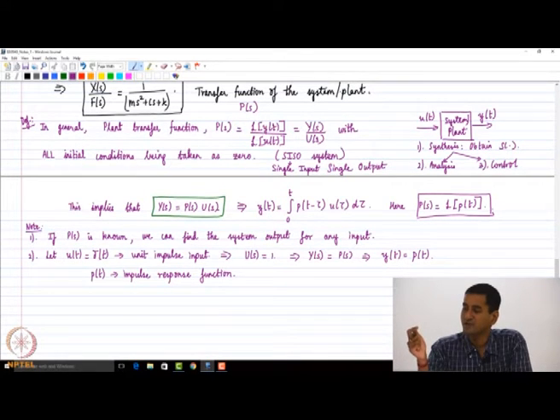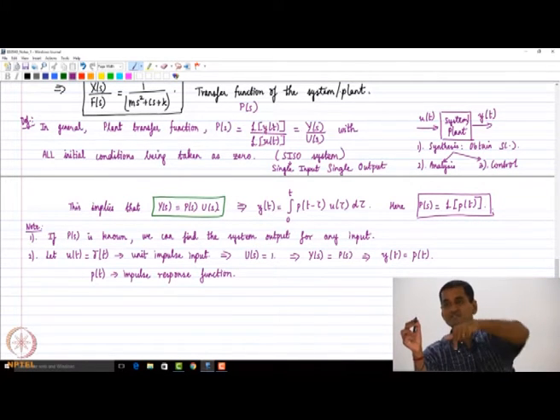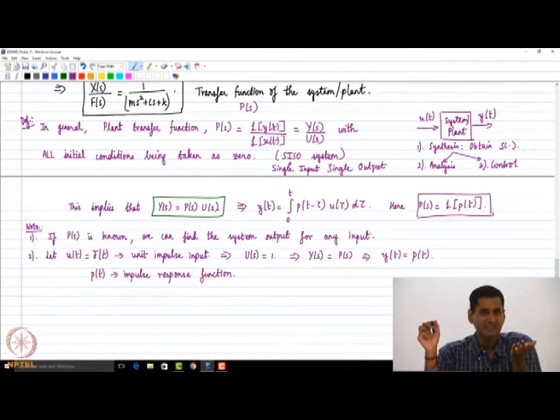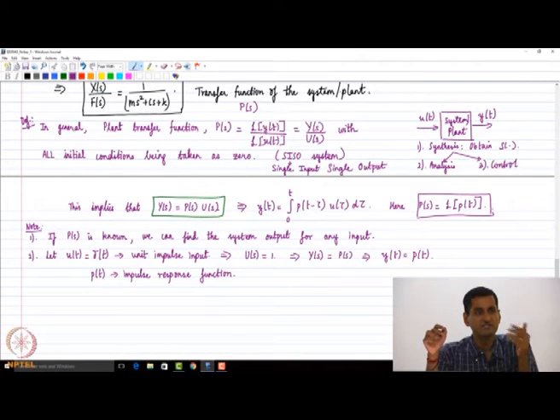But the catch here is that in practice, it is very difficult to give an ideal impulse input. What is an ideal impulse input? One which instantaneously goes to infinity and instantaneously comes to 0 once again, at time t equals 0. That is extremely difficult to give in practice. So then the question becomes, what approximations can we get? Is there any other method to figure out the transfer functions? That we will learn as we progress. There is another method by which we can experimentally determine transfer functions, which is by using what is called a frequency response. We will learn that technique also.